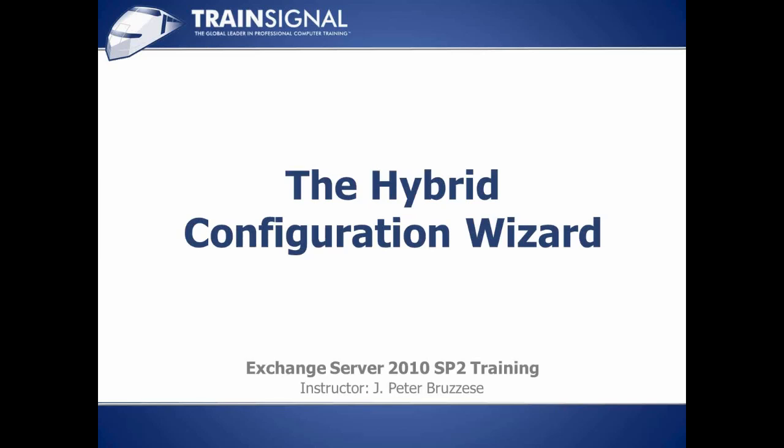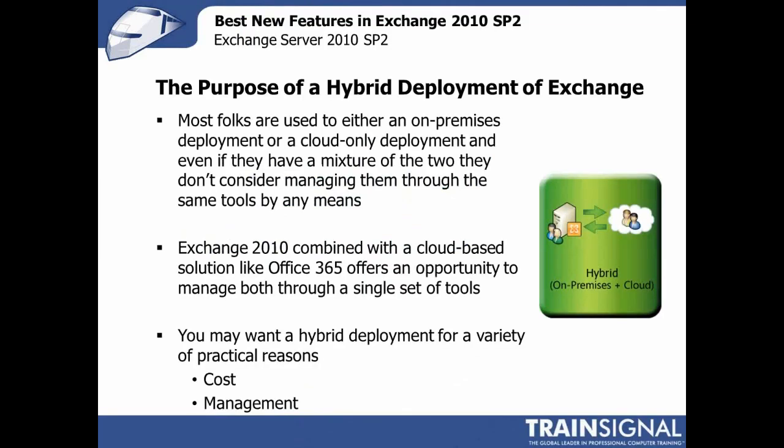So let's talk about the hybrid configuration wizard. Most folks are used to either an on-premises deployment or a cloud-only deployment. They either have their server on-premises because, let's say, they're concerned excessively about security, or they have the infrastructure already in place and perhaps they have the IT administration there that they can utilize, so they're not as concerned about having an on-premises deployment. In other cases, perhaps you're a small business environment and you're looking at a hosted cloud-only deployment for your users, and so typically you have these two different options.